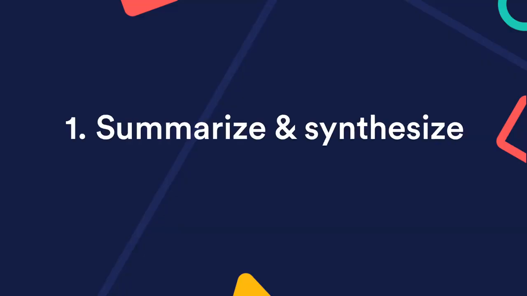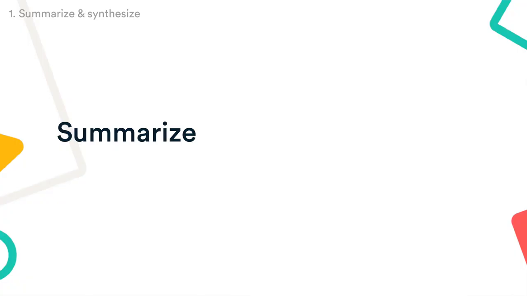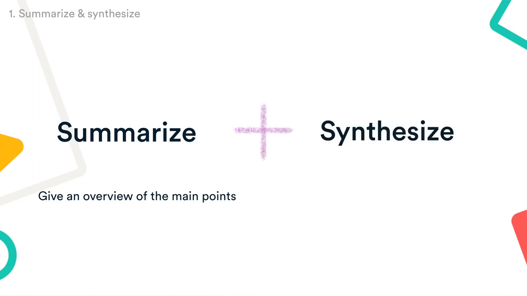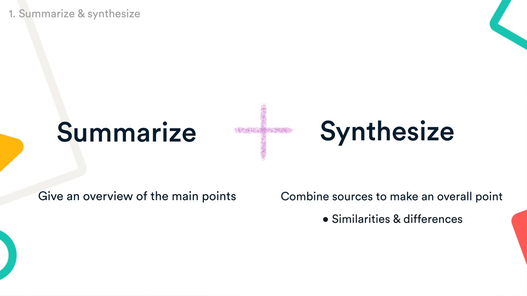Tip number 1. Summarize and synthesize the information. Summarizing means giving an overview of the main points of a source, but it's also important to synthesize. That means combining several sources to make an overall point, showing the similarities and differences between them.